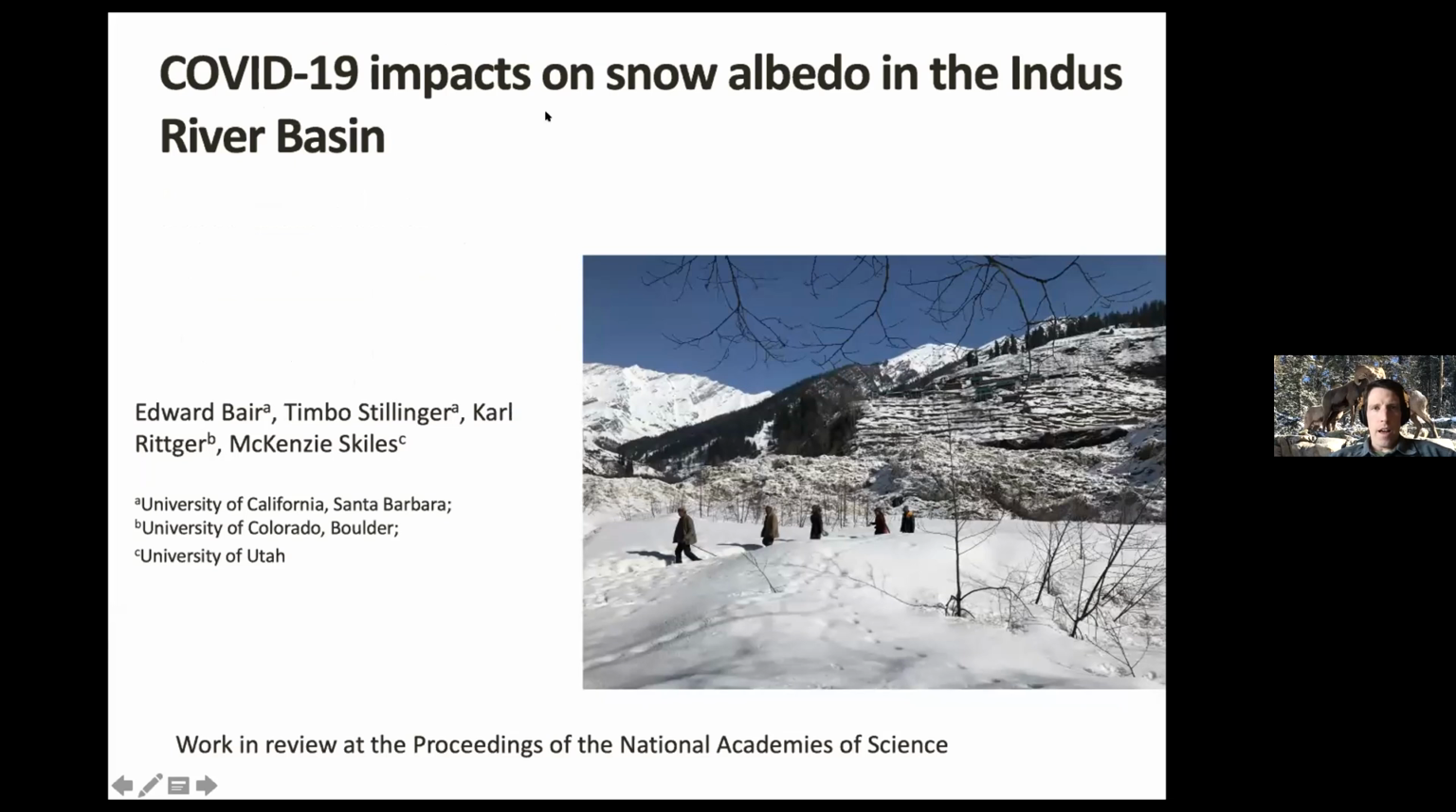So I thought I'd finish up here by discussing some of the work that Anna mentioned that I'm doing with some colleagues on snow albedo in the Indus River Basin. This work is in review at the Proceedings of the National Academy of Sciences. Here's another picture from that trip we took to India in 2019.